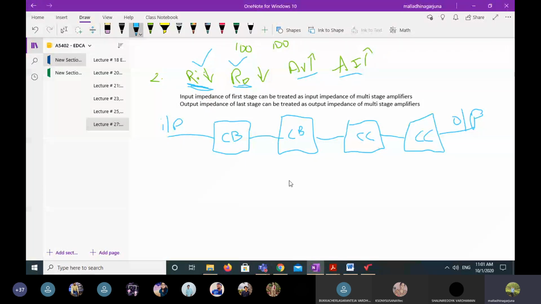Now what happens if you are connecting CB here? Yes or no? The voltage gain it offers is very high. Yes, it is high. But that high voltage gain, where are you applying it? To the common collector. But what about the voltage gain of the common collector amplifier?